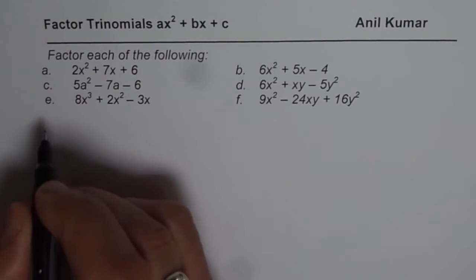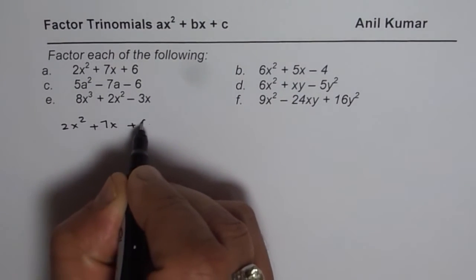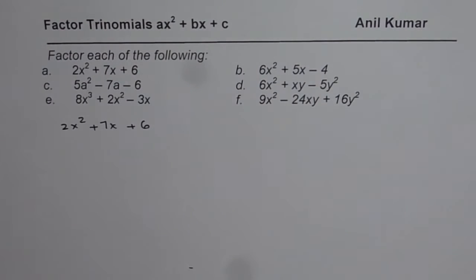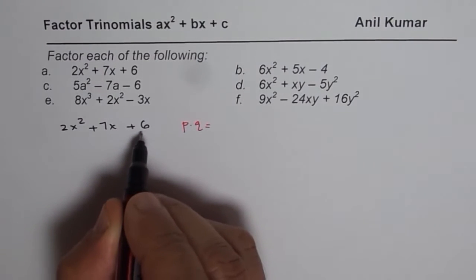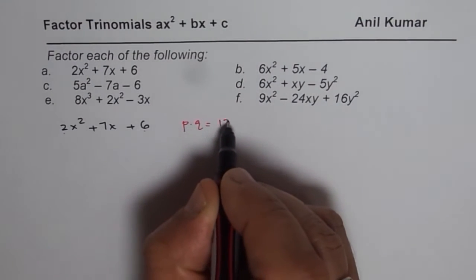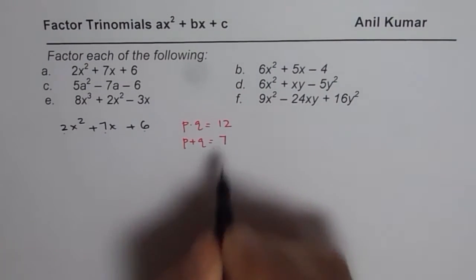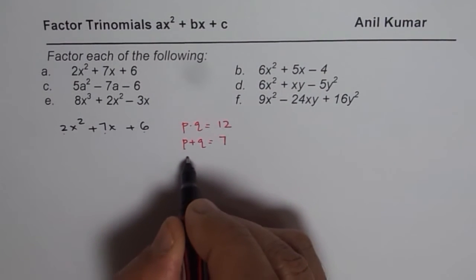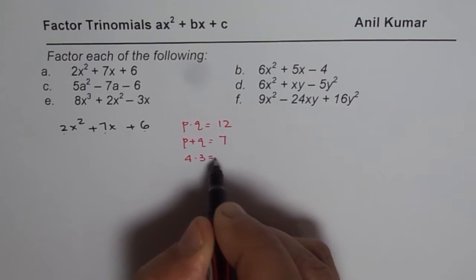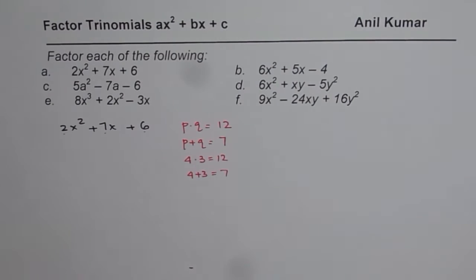So the first one here is 2x square plus 7x plus 6. What we need to find is two numbers, let us say P and Q, whose product is 6 times 2, 6 times 2 is 12, and whose sum should be 7. So this is what we need. As you know, the two numbers could be 4 and 3, right? 4 times 3 is 12, and 4 plus 3 is 7. So these are the critical numbers which can help us to factor this trinomial.